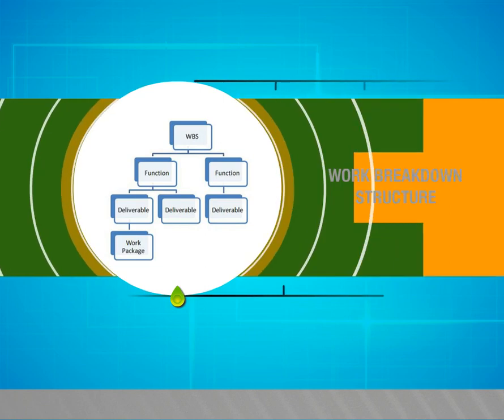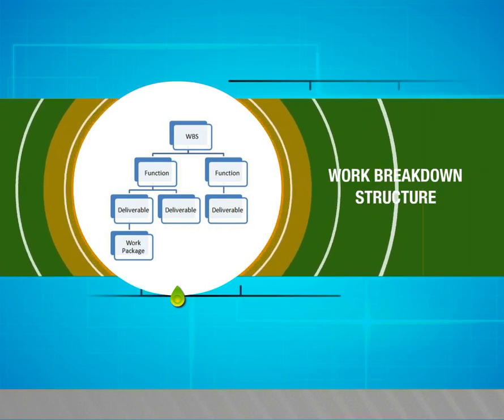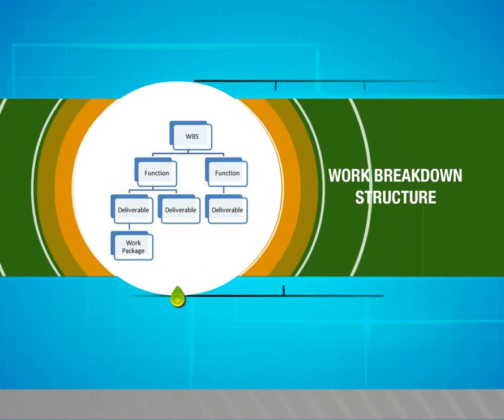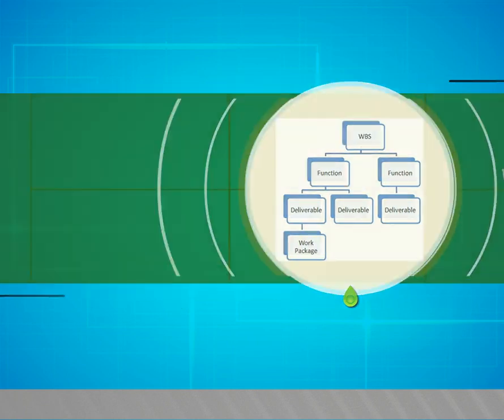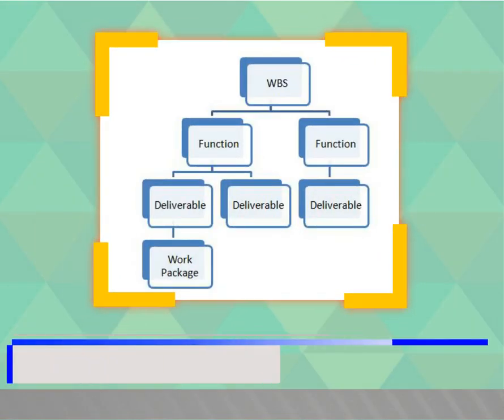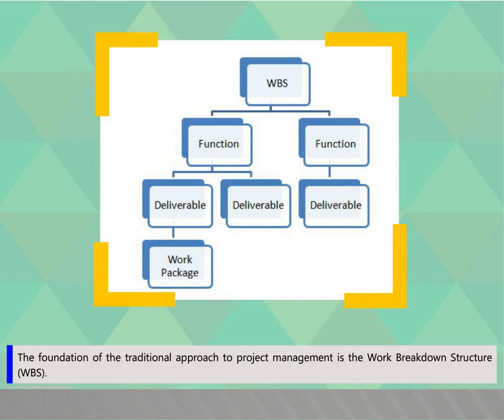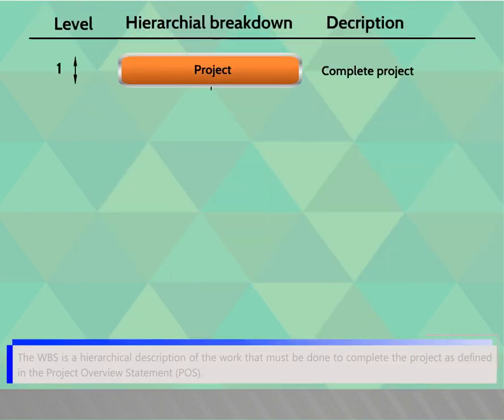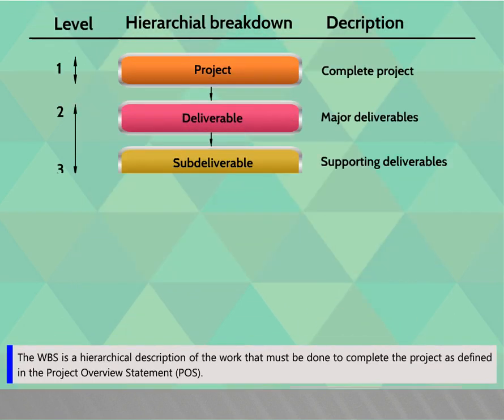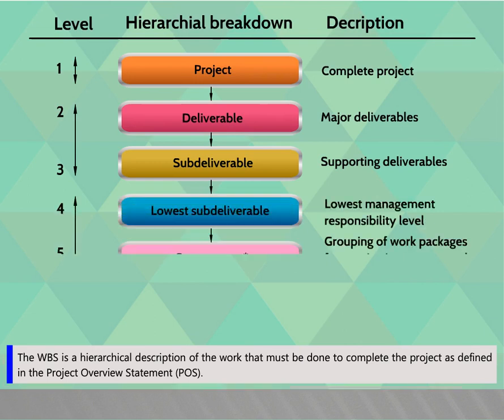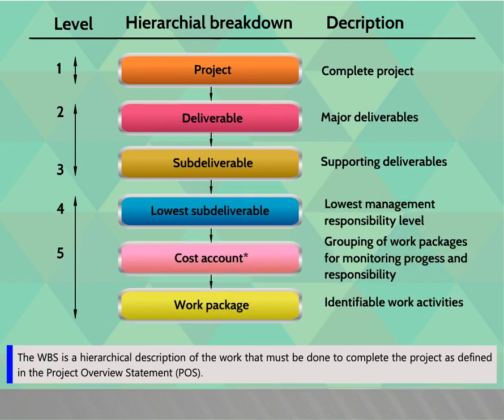Work breakdown structure. In this video, we are going to see about work breakdown structure. The foundation of the traditional approach to project management is a work breakdown structure, that is WBS. The WBS is a hierarchical description of the work that must be done to complete the project as defined in the project overview statement, that is POS.